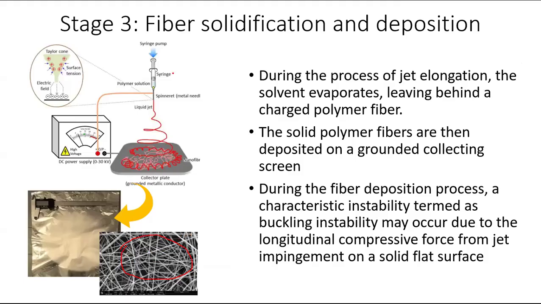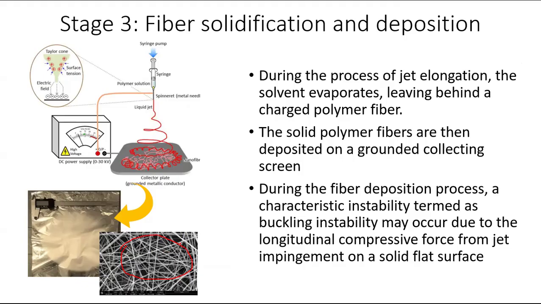Okay, so stage 3, that is the solidification. During the process of jet elongation, the solvent evaporates. It is because it has a very high surface area, and it leaves behind a charged polymer fiber. The solid polymer fiber is then deposited onto the grounded collecting plate or the screen.